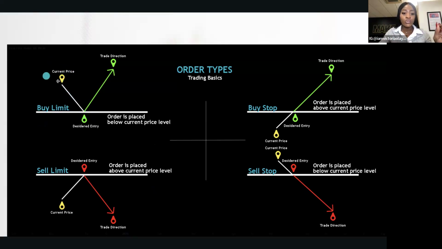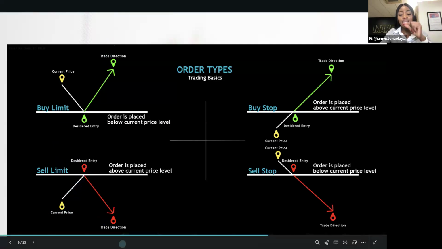So the current price will probably be around here, always at the top. So I want the market to come back down to this price and then go in my direction, which simply means bullish, upwards, right? Now, sell limit, I want to sell at this particular price. So let's assume that the current price is here, yeah? I need the market to go back up and then come back down in my direction to sell.